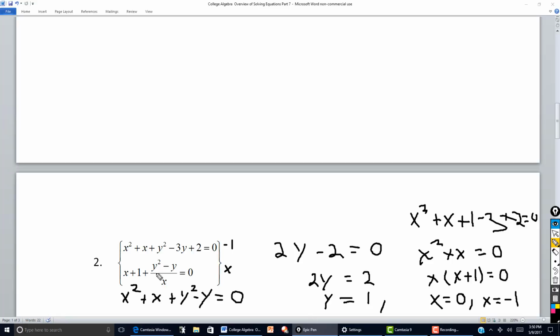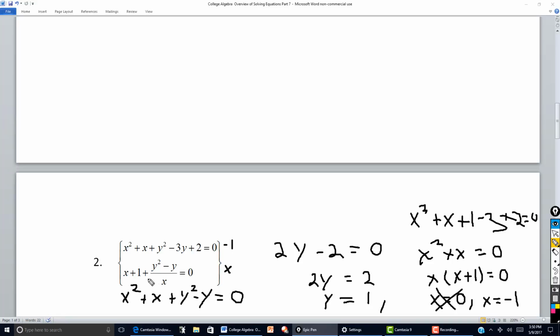Notice here in the second equation, I have y squared minus y over x. If I let x be 0, I'm dividing by 0. Remember, division by 0 is not defined. So the x equals 0, I've got to throw that one away, reject it. That's out. X equal to negative 1 will work. So these two graphs would intersect at x equal negative 1 and y equal to 1.